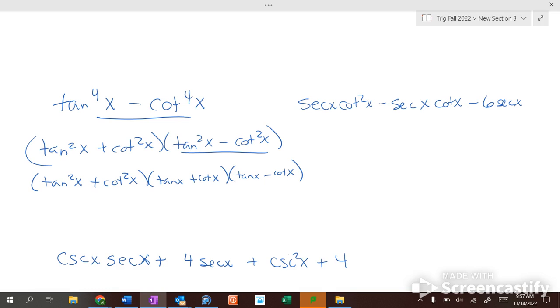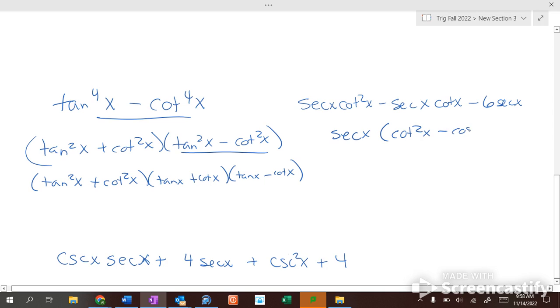The next one looks pretty complicated. Any advice on this before we start the next one? Oh, Andrew Comas is all over this. Take out the greatest common factor. And what is the greatest common factor? Secant of x. If it appears in all of them, we can take it out. And now we got a normal cotangent squared of x minus cotangent of x. Cotangent, not cosine, Mr. Bishbach.